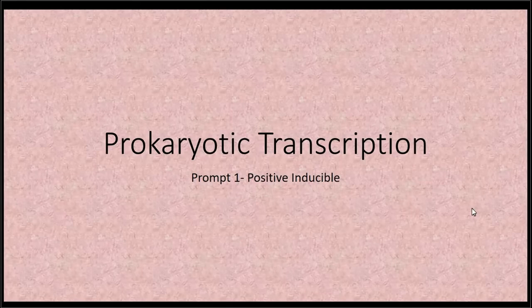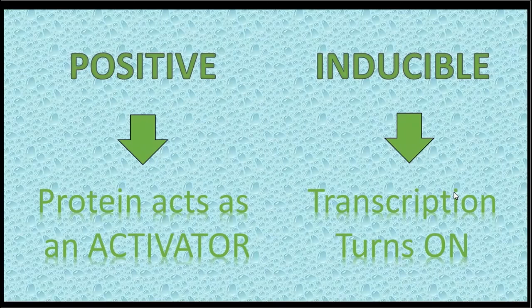Good afternoon. I'll be talking about prokaryotic transcription, specifically positive inducible transcription. So for positive, the protein acts as an activator, meaning that transcription is activated when the protein is bound to the DNA. And with inducible, it turns transcription on, so when the small effector molecule, or just the effector, is present, it turns transcription on.